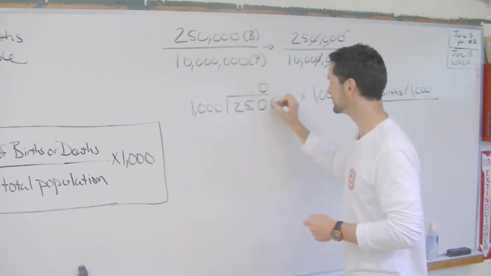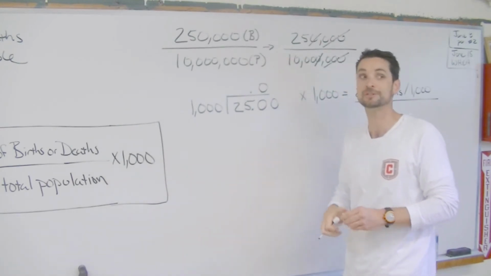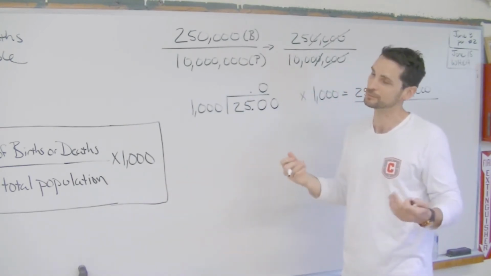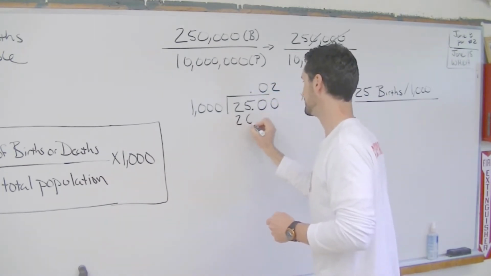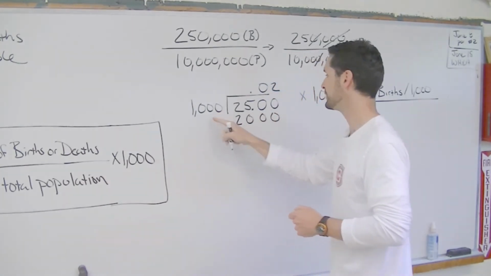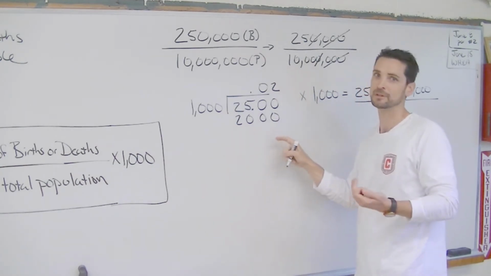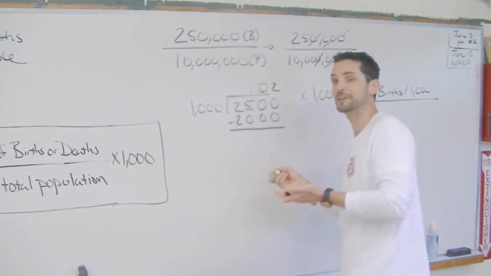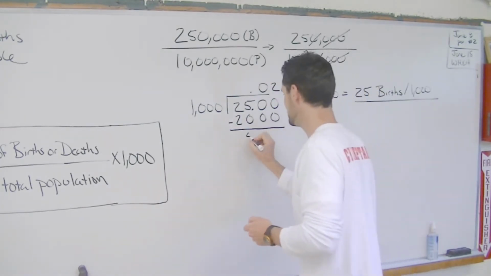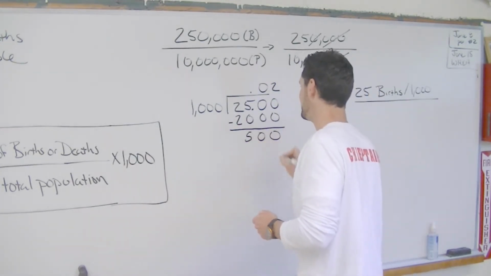Now I'm going to add another 0. How many times can 1,000 go into 2,500? Really easy. It can go 2 times. Then 2 times 1,000 gives you 2,000. Remember all the way back to your younger years in school, you have to subtract this when you're doing long division. And this gives you 500.